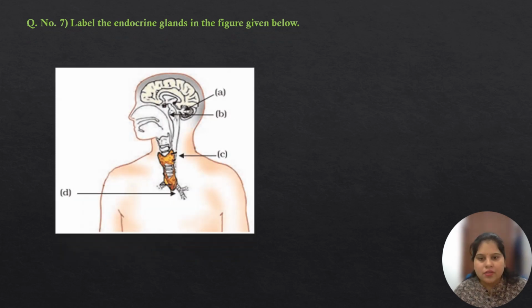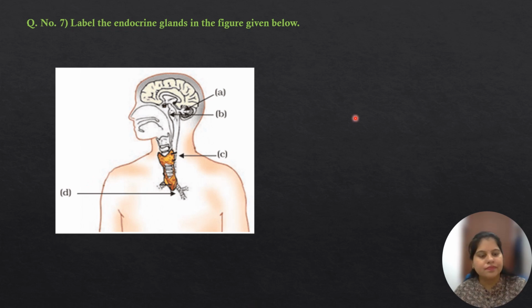Next question is, label the endocrine glands in the given figure. They have given this figure. In this you have to label these endocrine glands A, B, C and D.